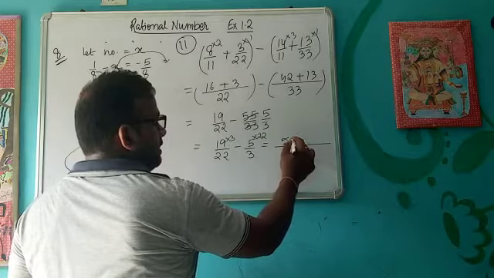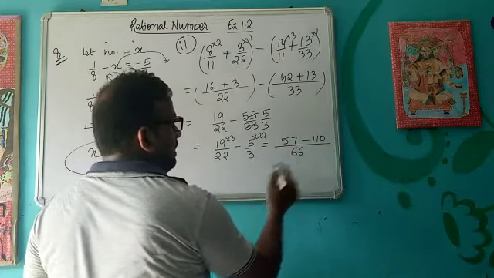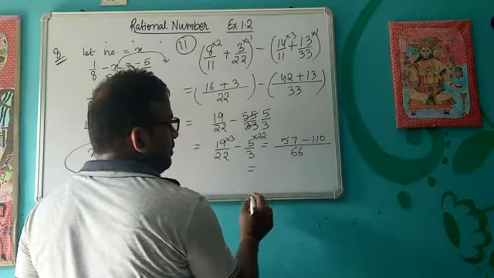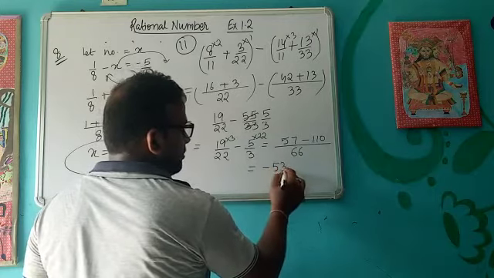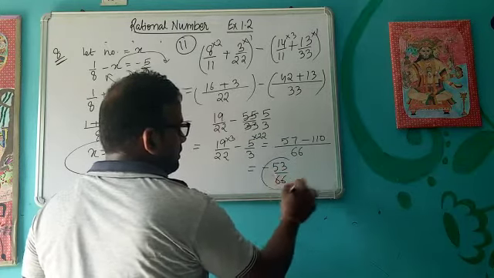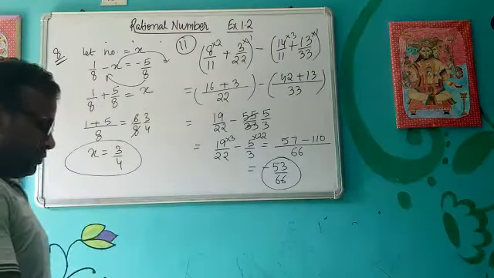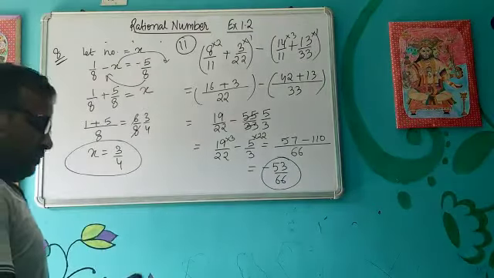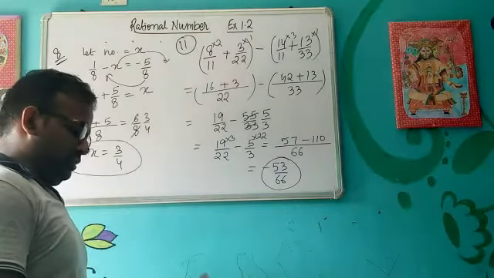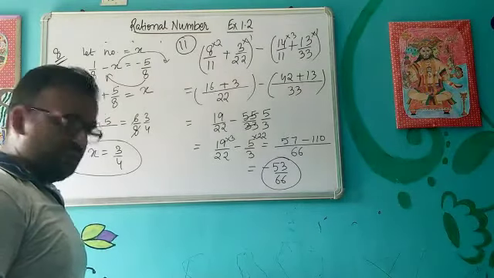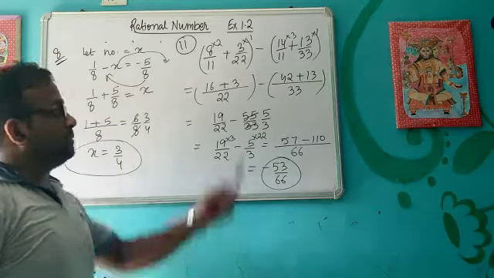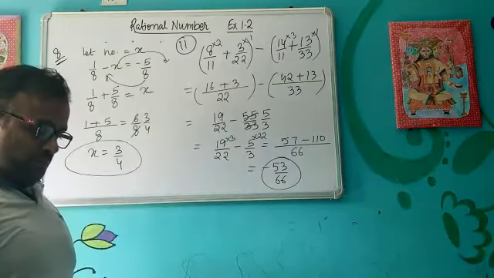So you will get 57 minus 110. And your answer will be minus 53 upon 66. So this value you will get. Okay. Subtract the sum from the sum. So in questions like this, you first make the simple expression like this, then you will solve bracket wise.